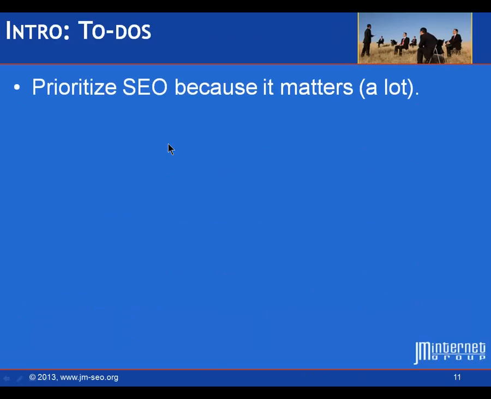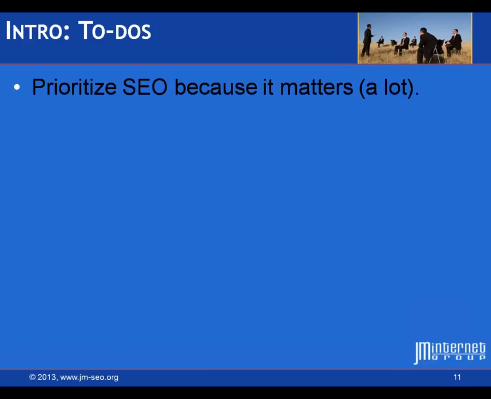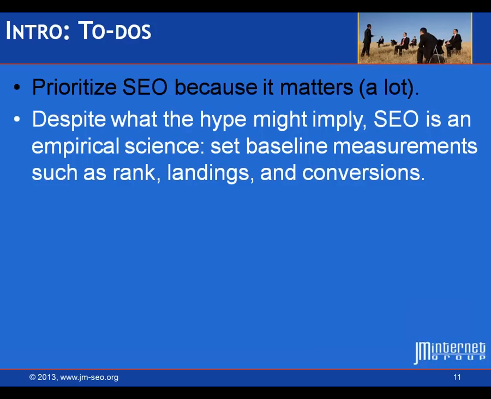So as we get started, first of all, prioritize SEO because it matters a lot. If your website is where people find you, you've got to prioritize that website. Despite the hype that you read all the time in the blogosphere, SEO is empirical. You can measure your rank on Google. You can measure landings to your website. You can measure conversions.